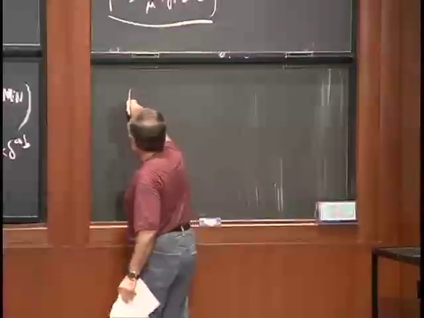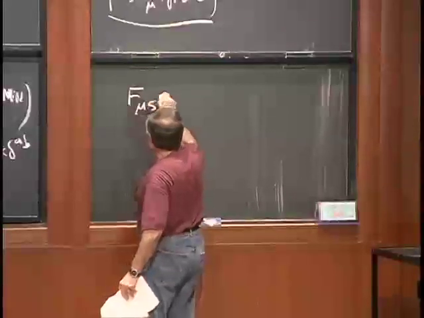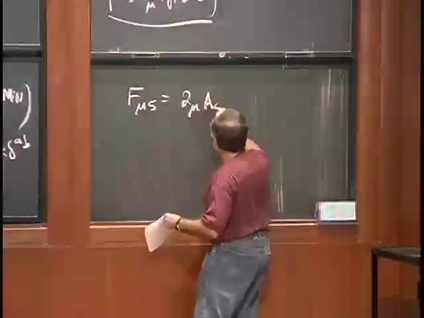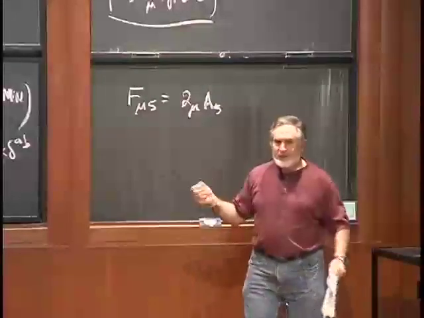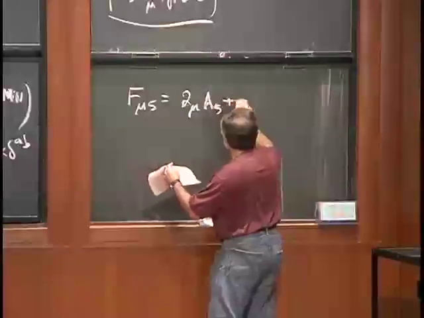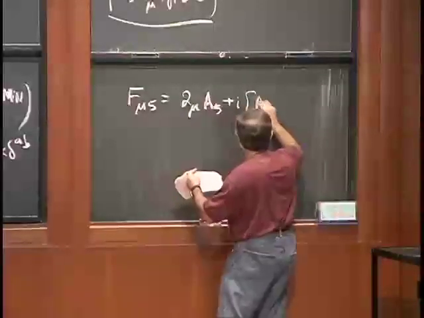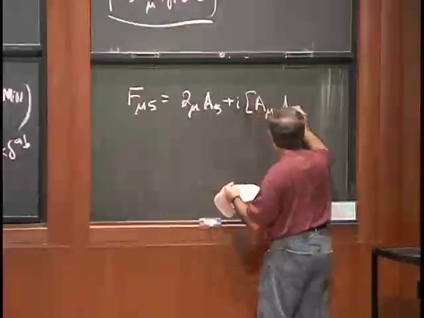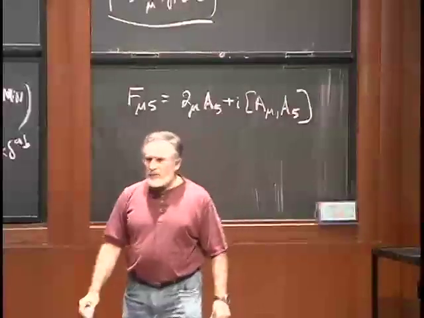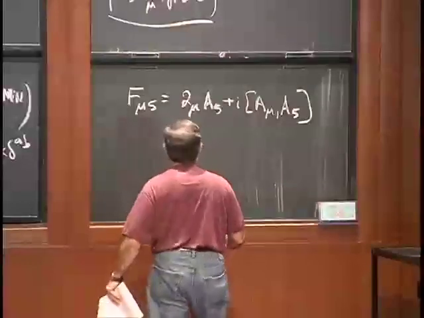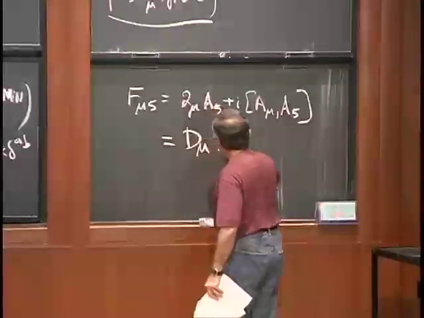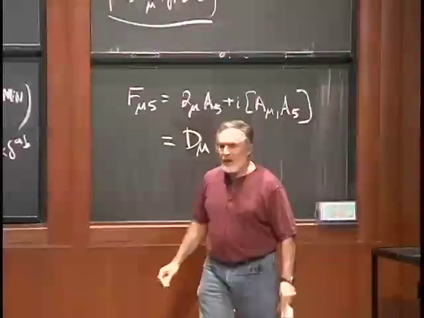In that case, you can work out what f mu 5 is. And f mu 5 is d mu a5. There's no minus d5 a mu term because of this condition. The next term is i times the commutator of a mu with a5. And the nice thing about that is that you should recognize it, because that is just equal to the covariant derivative of an adjoint field.